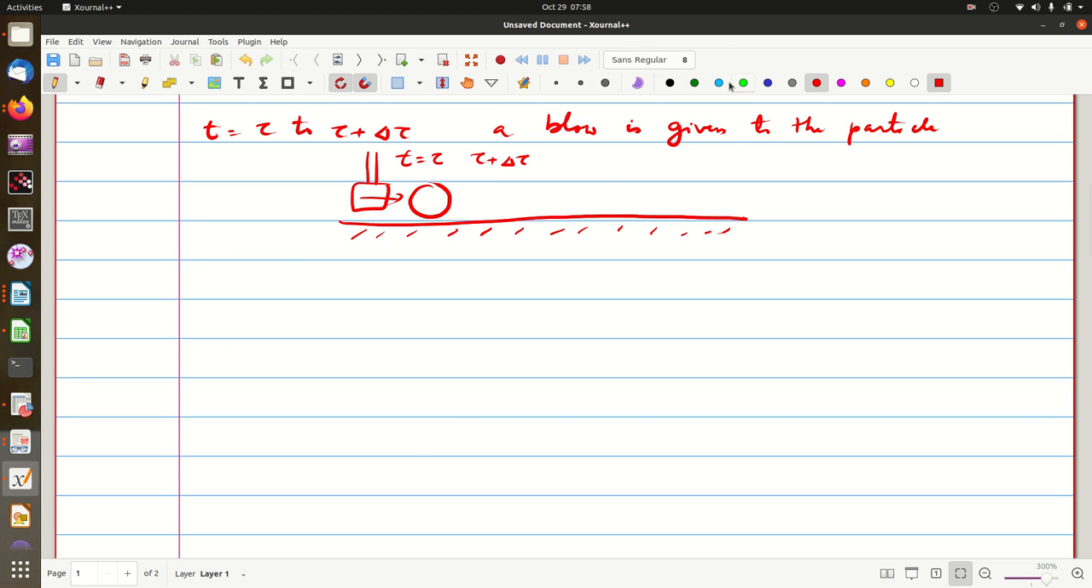Let us draw it in a different color. So the particle's velocity, if I try to plot v as a function of t, up to t equal to tau, the particle is at rest, and from t equal to tau to tau plus delta tau, the particle has been given an impulse. Okay, this will be rising as sharply as possible, and then that's it. This is your tau and this is your tau plus delta tau, and then the particle is left. So from here onwards, the particle has no force acting on it.